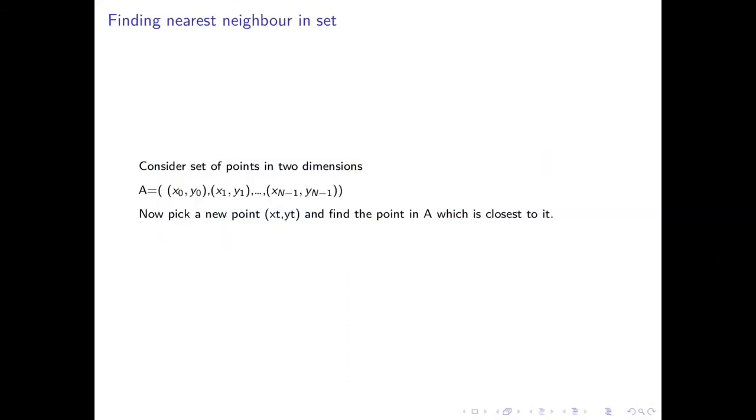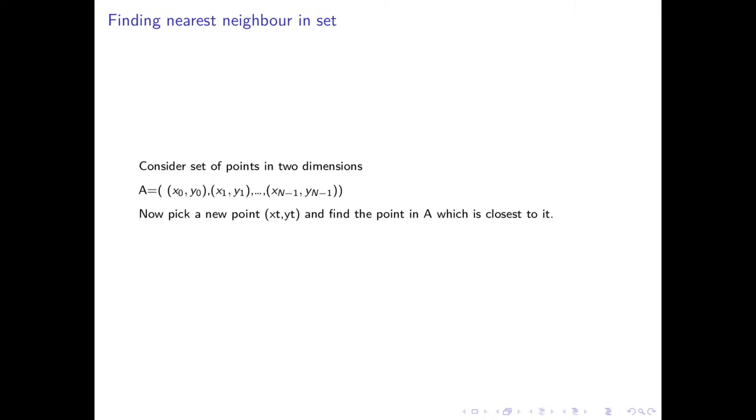So I wanted to pick one example to illustrate how this works, and somewhat arbitrarily, I picked the example where you search for nearest neighbors of a point in a set. So for simplicity, let's think of 2 dimensions. Let's consider a bunch of points in 2D in a set A. So point x0, y0, x1, y1, and so on. And now we are going to pick a new point, xt, yt, and we want to find the point in A which is closest to it.